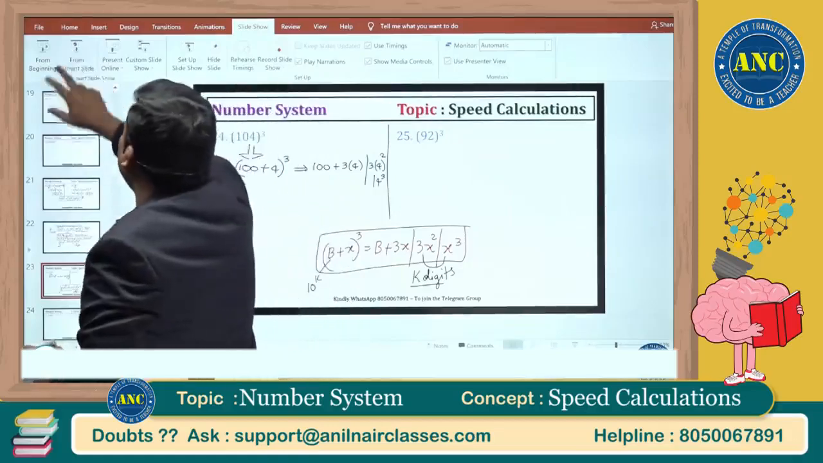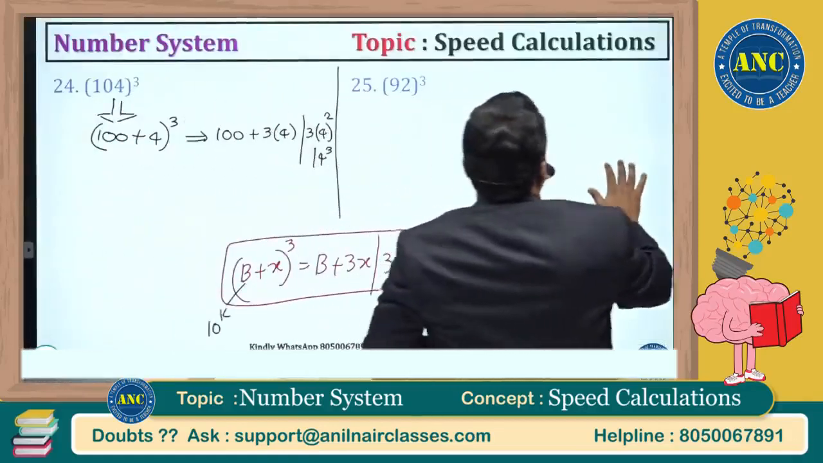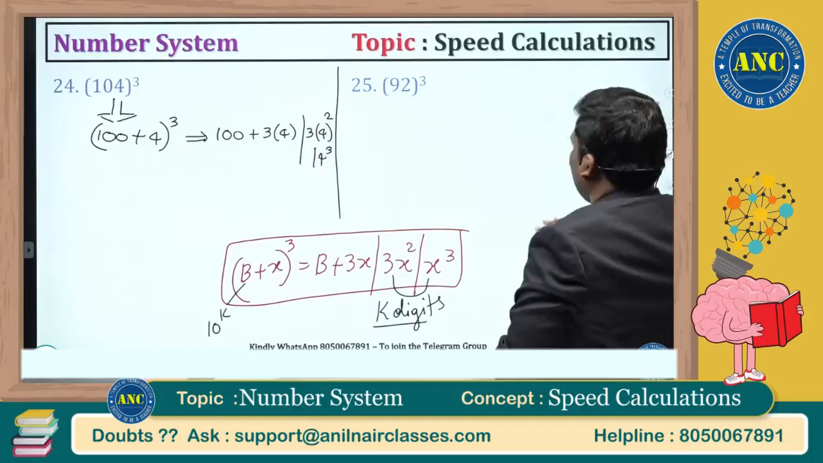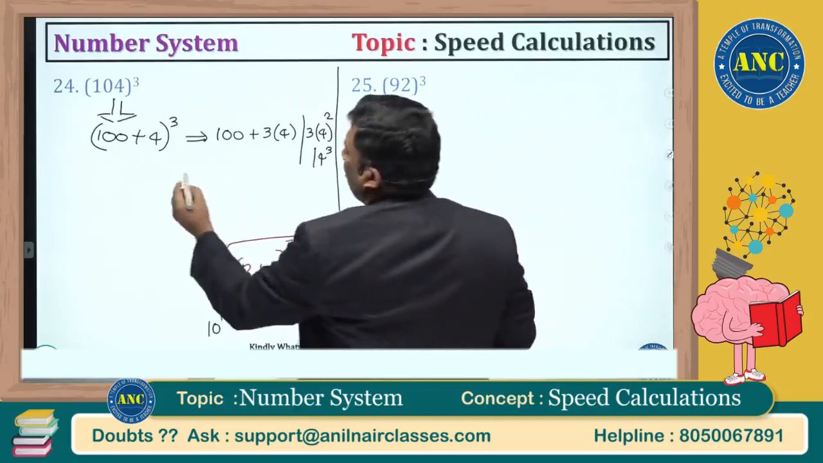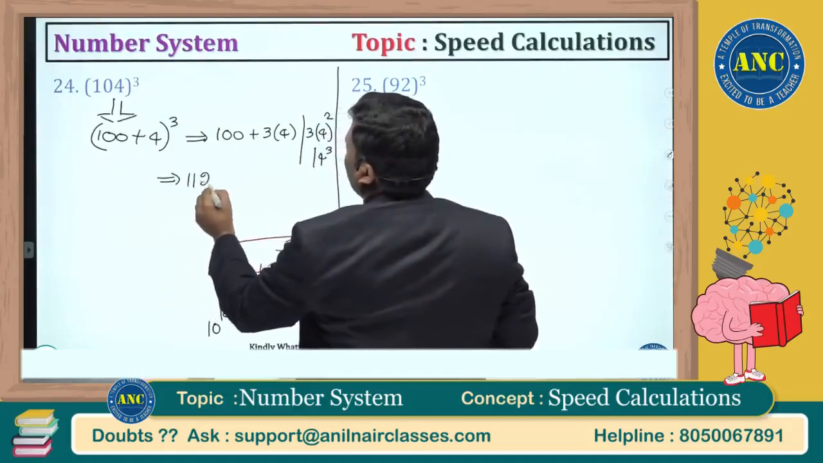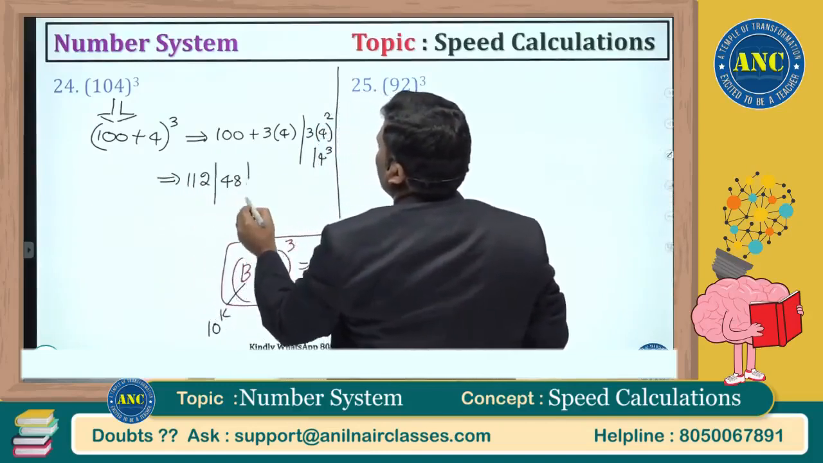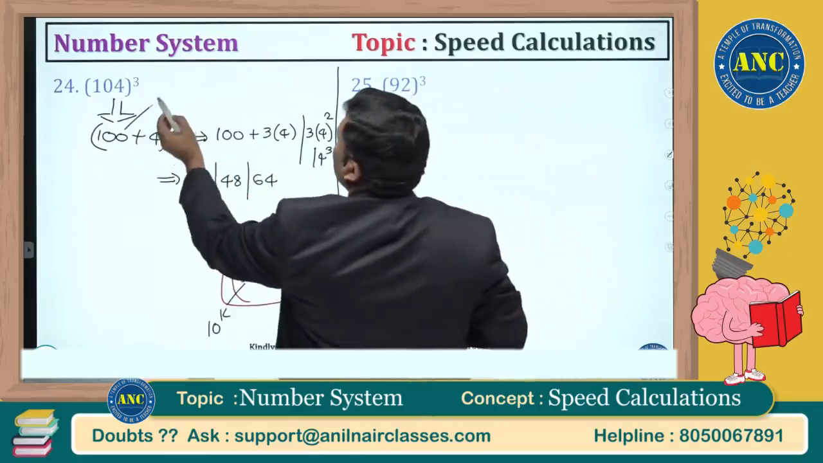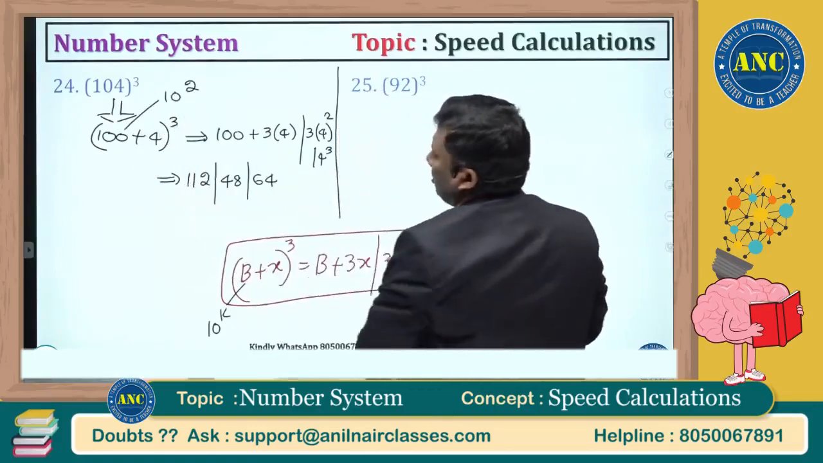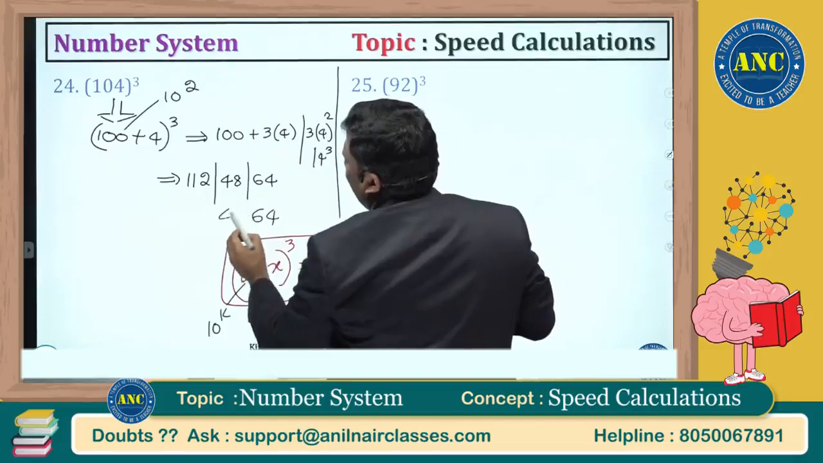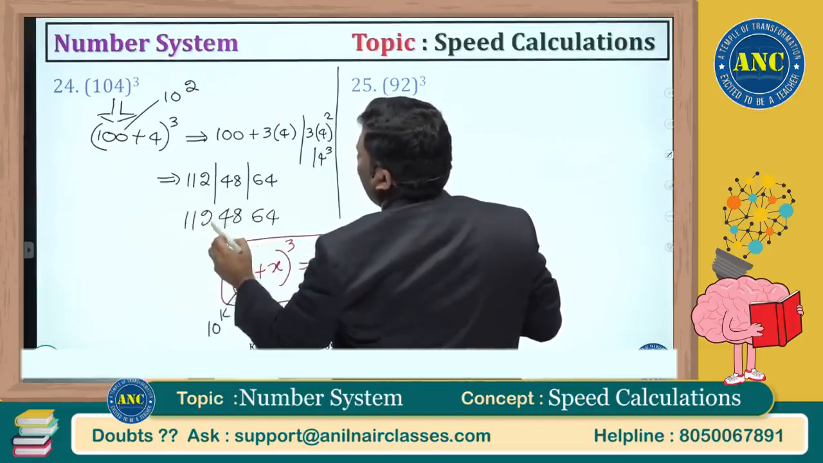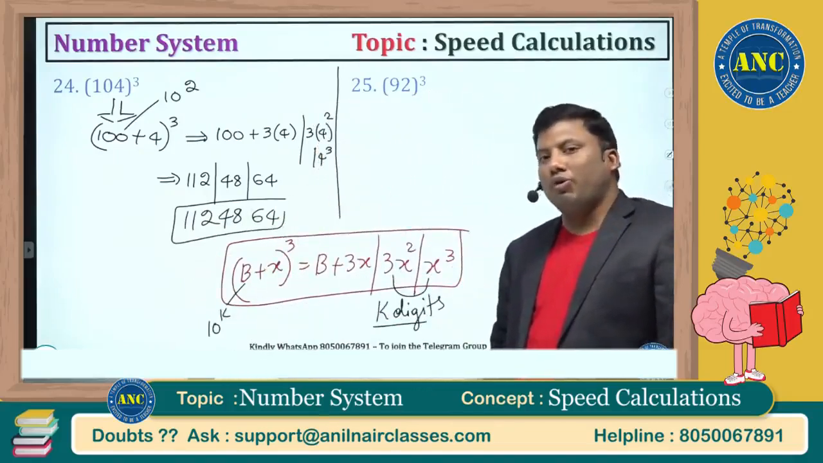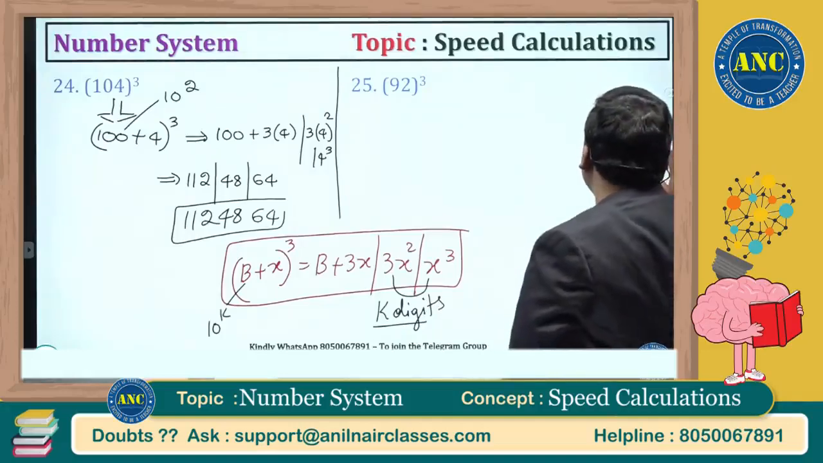Now see here, sir. b plus 3x, 3x square and x cube. So this will become 112. 16 3s are 48. 4 cube is 64. 100 is 10 square. Last two places should have two digits. 64 and then 48. As it is, write down. Answer is 1124864.